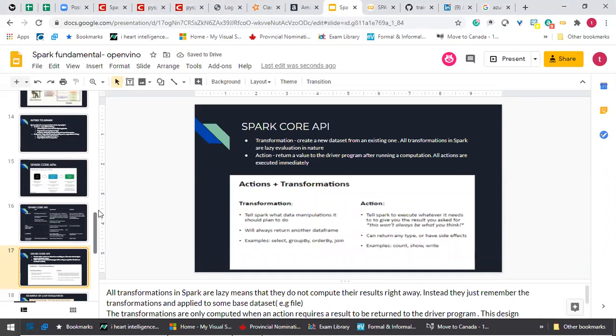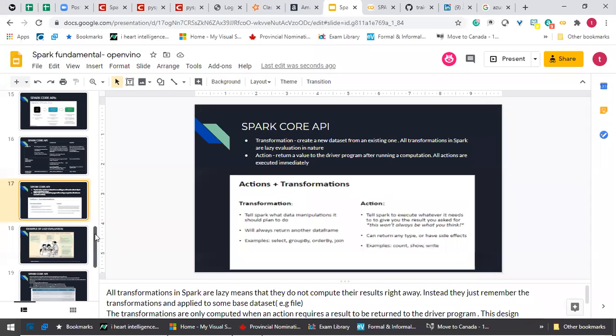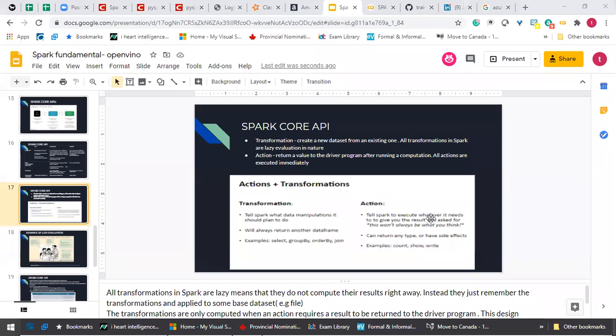Okay, this is very important because it's one of the features of Spark. There are two things about Spark in general. Number one, all transformations in Spark are lazy. That means they do not compute their result right away. Instead, they just remember the transformation and apply it to some base data set. Only when you call an action does the command start. Number two is immutable. Once the data frame is created, it cannot be changed. So remember this. I'll talk more on this.